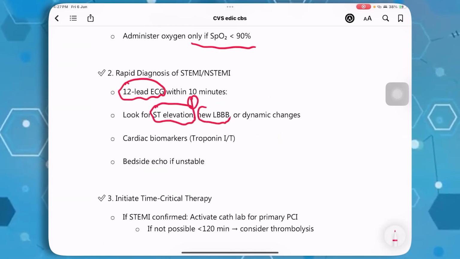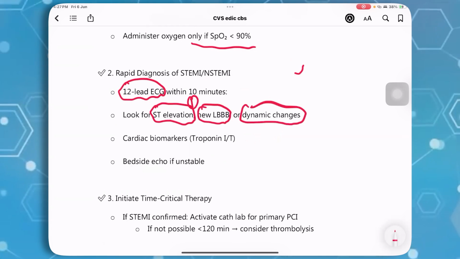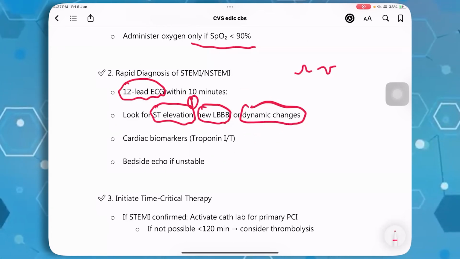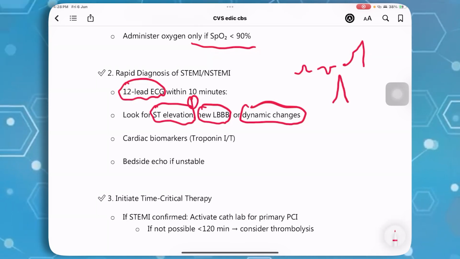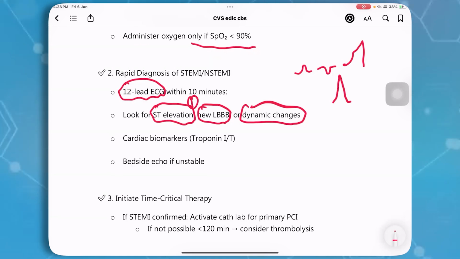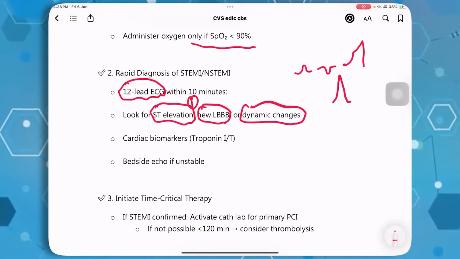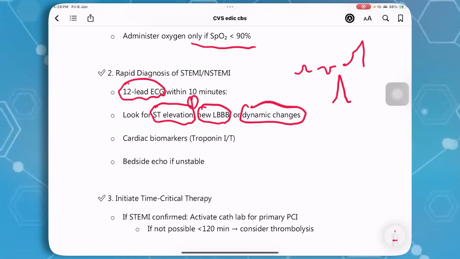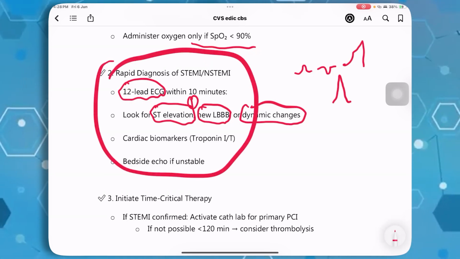If you see a new onset LBBB or any dynamic changes, for example, T waves getting inverted, the ST starting to go up, rocket like T wave, tall T waves. So these are all hyperacute, tall T waves. They can be present. Then, of course, send cardiac biomarkers like troponin I, troponin T, and then get a bedside echocardiography. So these are the most important things that you can do to diagnose a patient of STEMI, non-STEMI.